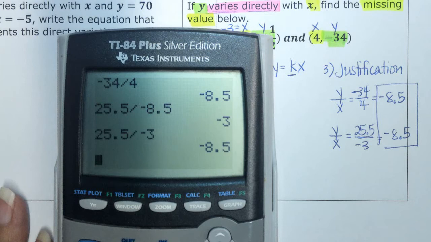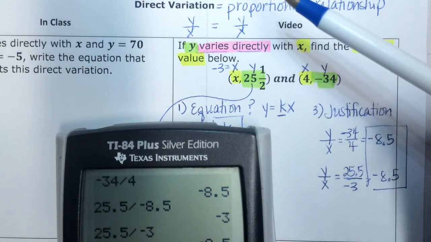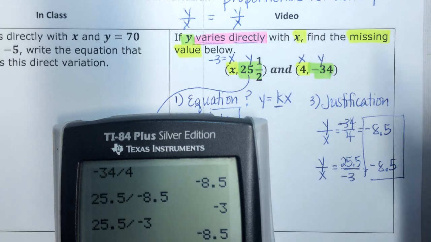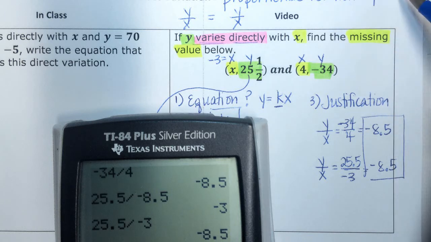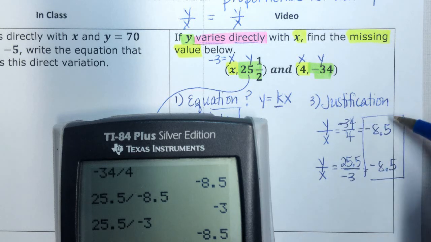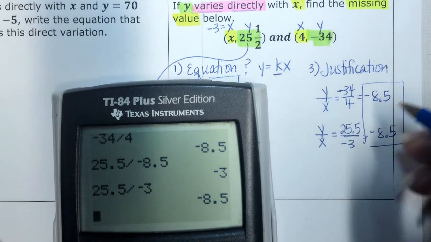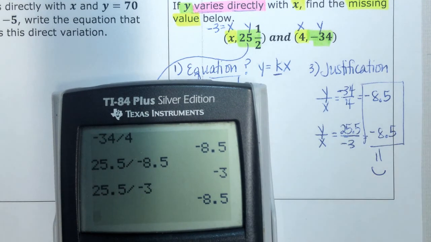I just got the same value. So I know that the missing value for this direct variation problem is correct, that it's negative 3, because if it's a problem that has a proportional relationship or direct variation, if we divide y divided by x for each row, we should be getting the same answer. Because I get the same numerical value, I know this is correct.